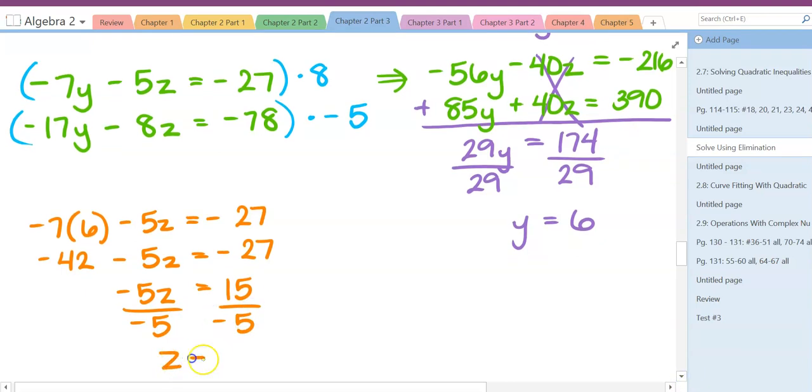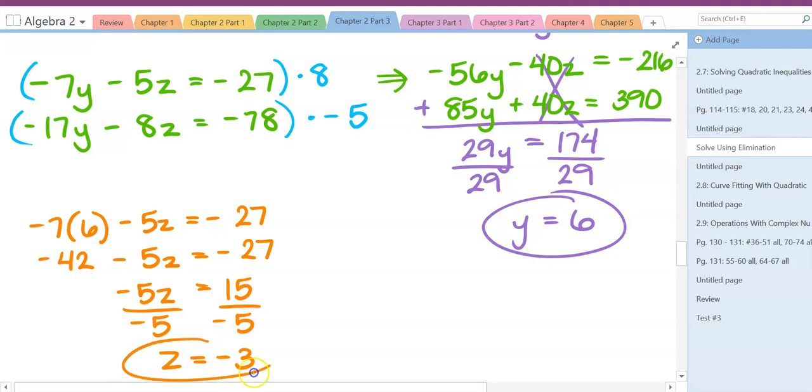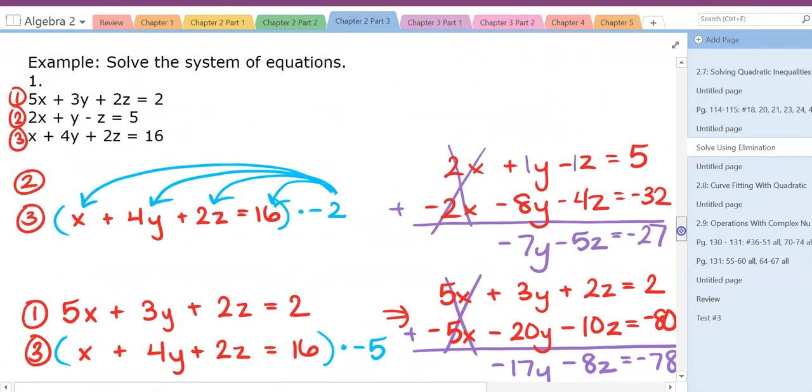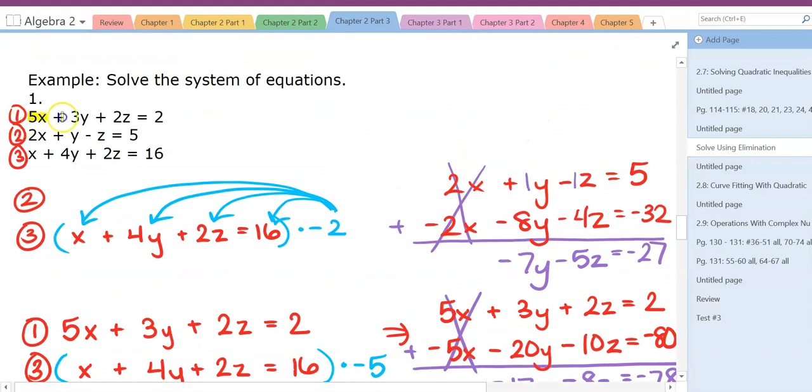Negative 3. So z is negative 3. So far we have found y and we have found z. Now we can go back to one of the very original equations. So if we scroll back up here for a minute, we can come back up to one of these three, plug in the two variables that you know to find that third one.